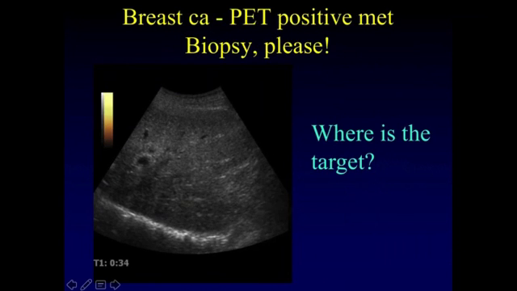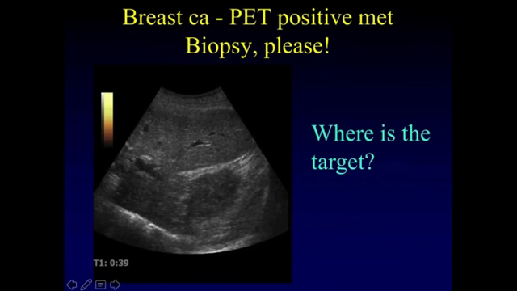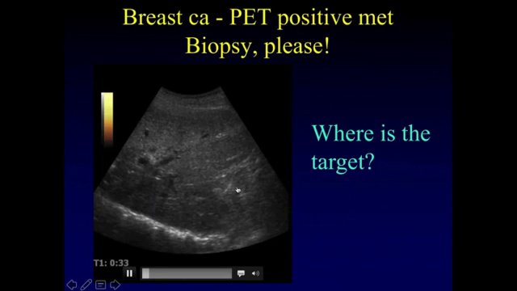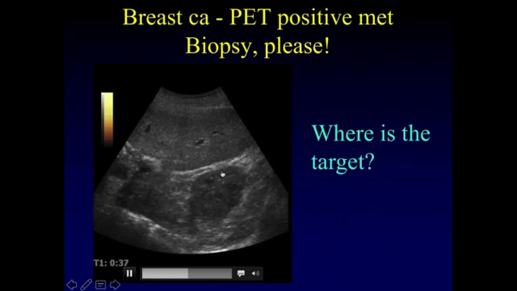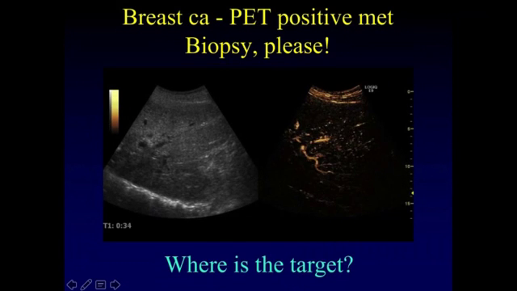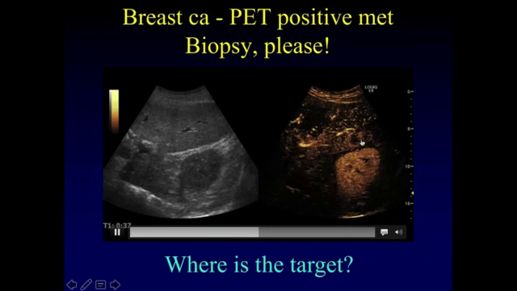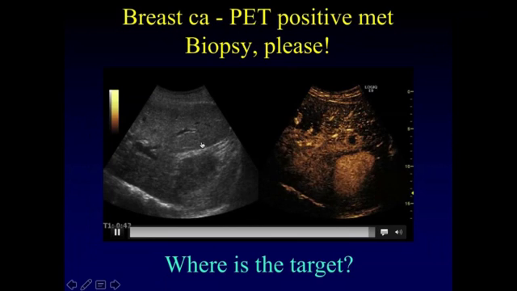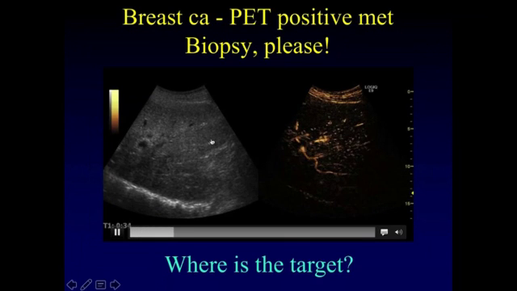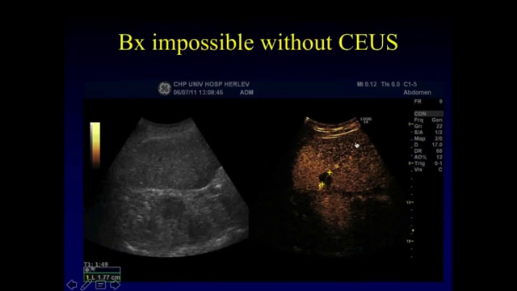Here's another case. This is a breast cancer patient. There was a PET positive metastasis in the liver somewhere, but where is it? You have a liver here, you have the right kidney. Somewhere here there is a metastasis. I cannot see it. What I did was, of course, inject contrast agent, and if you just look a little carefully, here comes the metastasis. So something that you cannot visualize on the B mode, you can now clearly see on the CEUS study.